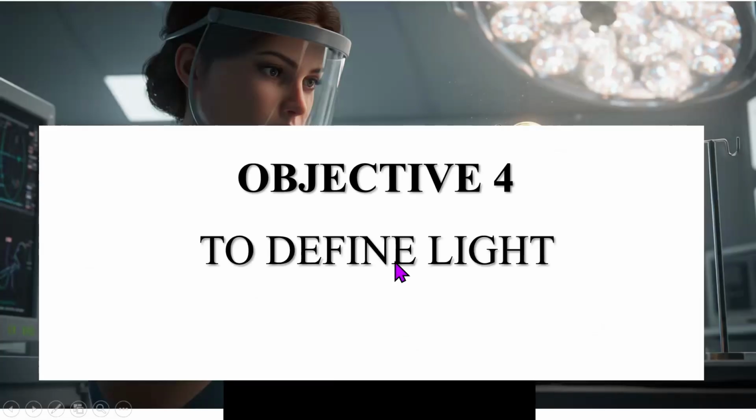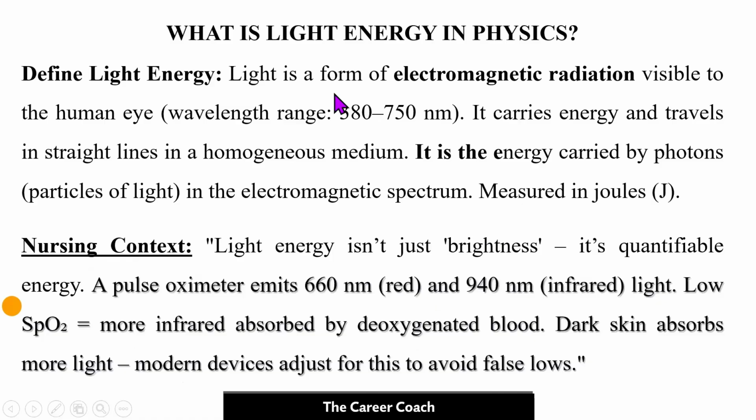Objective number 4, to define light. What is light energy in physics? Light is a form of electromagnetic radiation visible to the human eye. The wavelength range is around 380 to 750 nanometers. It carries energy and travels in a straight line in a homogeneous medium. It is the energy carried by photons, particles of light in the electromagnetic spectrum. It is measured in joules.